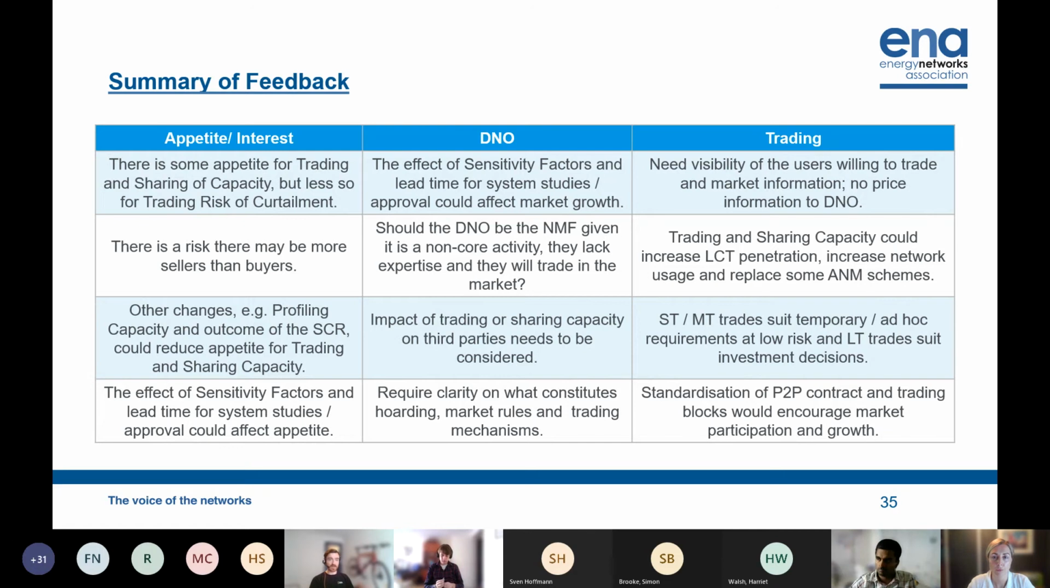And then just some trading implications. There were some very strong feelings that it's none of the DNO's business what the cost value of the trades are. And again, unlocking more capacity would be an enabler for low carbon technologies. And there was a discussion around how this might even replace some A&M schemes, and standardising the peer-to-peer contracts involved in all of this would obviously really encourage market participation, as people would know what they're signing up for. Next slide, please.